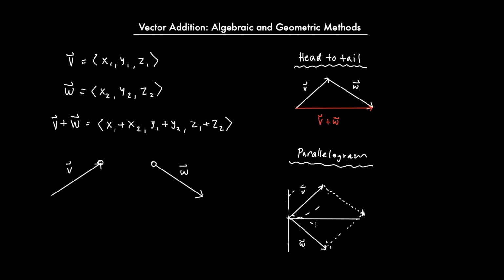So let me just erase most of this so I can continue. By connecting the vector from its origin to where the parallelogram coincides, right here, that will give me the sum of v and w. Let's try this on an example.